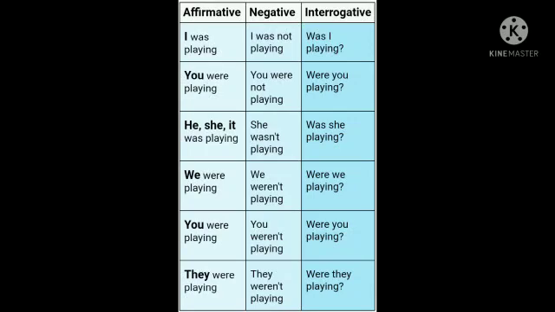Third one is he, she, it was playing. Now here comes she wasn't playing is the negative one, and the interrogative of these sentences will be was she playing. Now here the affirmative is, remember that the negative form of this sentence was wasn't, and the interrogative is in positive form was.